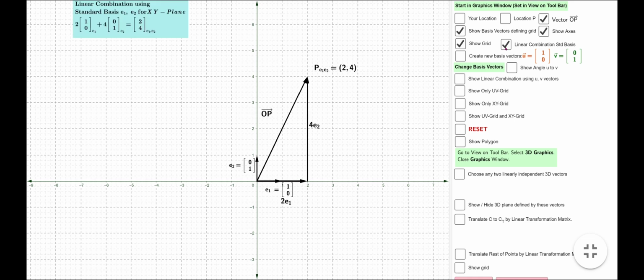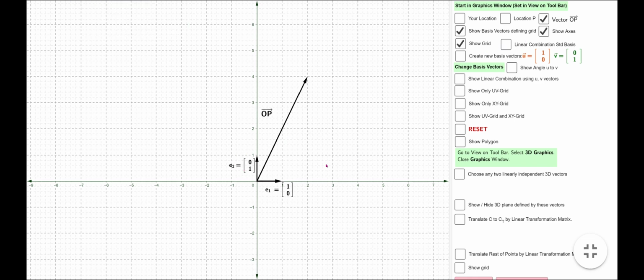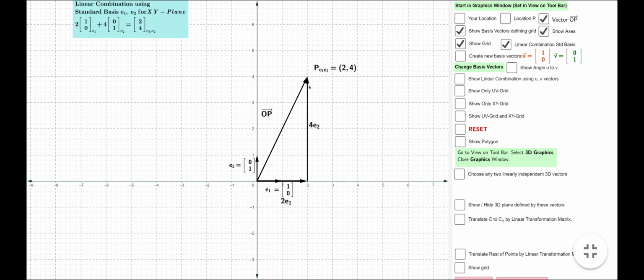Okay, so for example, you see that this vector, the vector OP, I can express as a linear combination of 2 times E1 plus 4 times E2, right? E1 is the unit vector in the x direction, E2 is the unit vector in the j direction. And this vector over here I can express as a linear combination of these two. This vector OP is 2 times E1 plus 4 times E2.